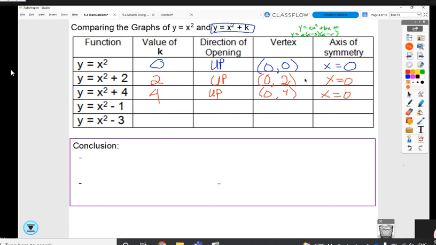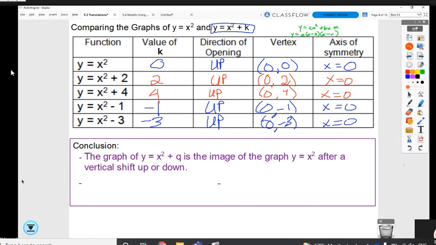So with that logic, x squared minus 1. The value of k, for sure, is negative 1. We know this thing is opening up still because the a value is still 1. The vertex would now be 0, negative 1. And the axis of symmetry is still x equals 0 because all we've done is move up and down. We have not moved left or right yet. And lastly, the k value here is negative 3. Of course, this one is opening up, the vertex is 0, negative 3, and the axis of symmetry is x equals 0.